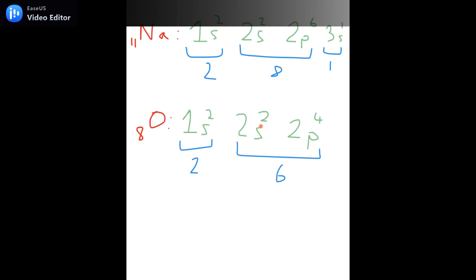Now, the principal quantum number represents the period number. We learned in O levels that the number of shells represents the period number. Over here, the principal quantum number represents the number of shells. For example, in sodium, the highest principal quantum number is 3. That means it's in the third period. Oxygen has a highest principal quantum number of 2. That means that oxygen is in the second period.